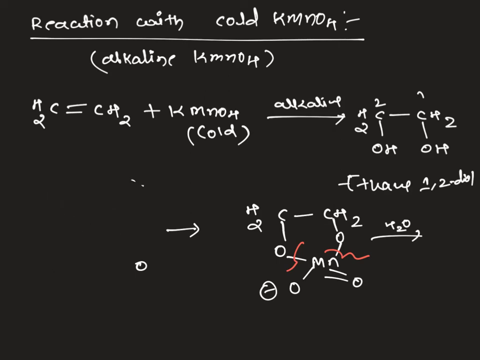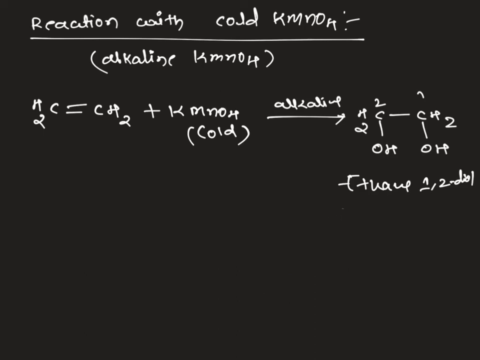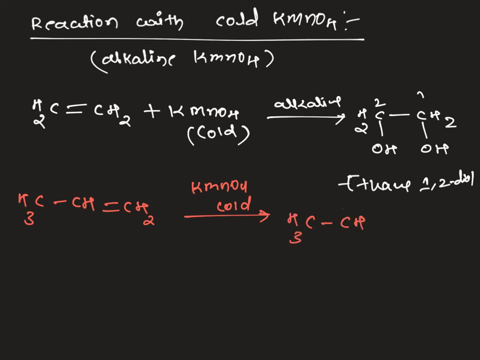Let's take some more examples. I am giving propene. If we react it with cold KMnO4, what is the product which will form? CH3CH(OH)CH2OH, where the double bond is broken and 2 hydroxyl groups are attached: propane-1,2-diol.